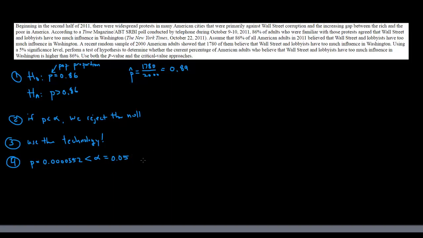So P is less than alpha, therefore we reject the null. Therefore, the population percentage has increased since 2011. So the population proportion of folks who think that lobbyists and Wall Street have too much influence in Washington has increased since 2011.